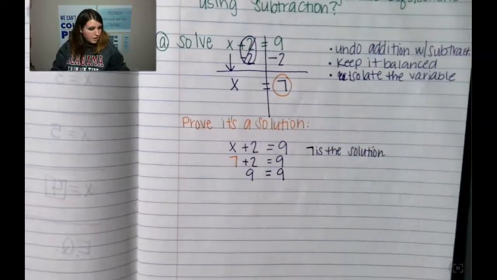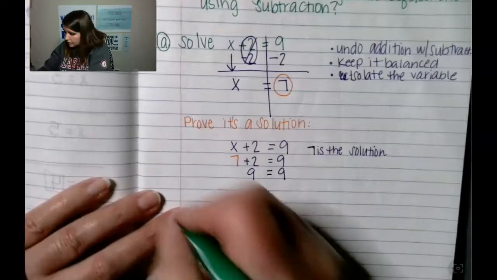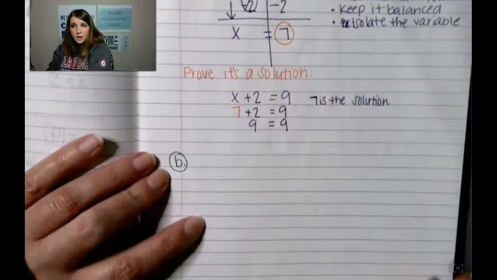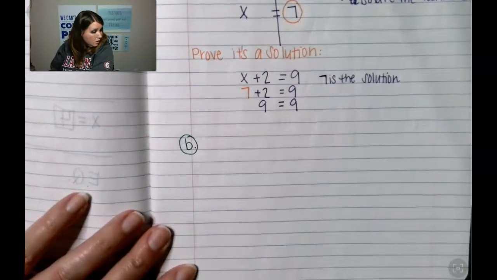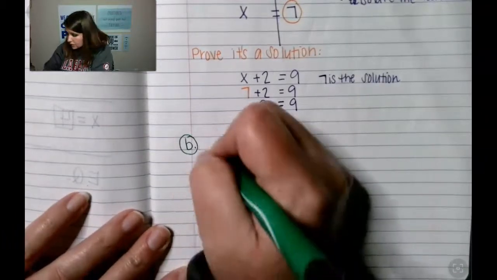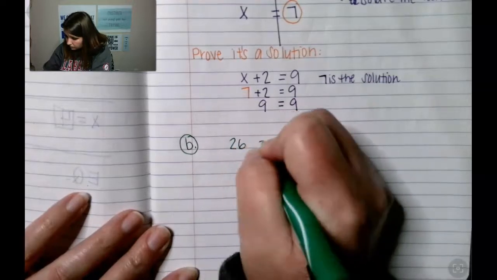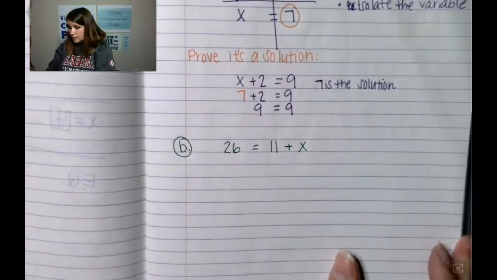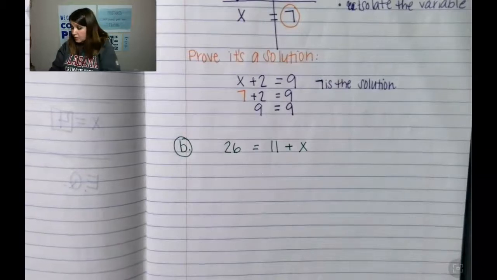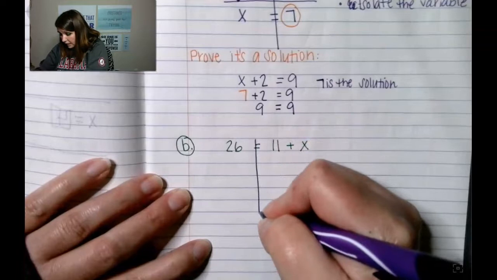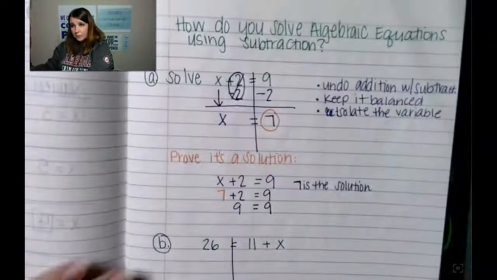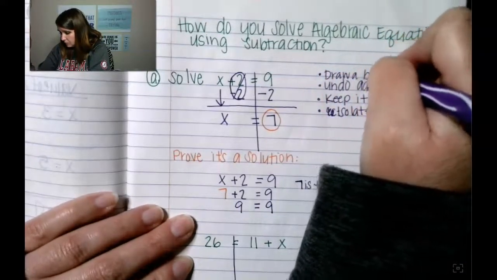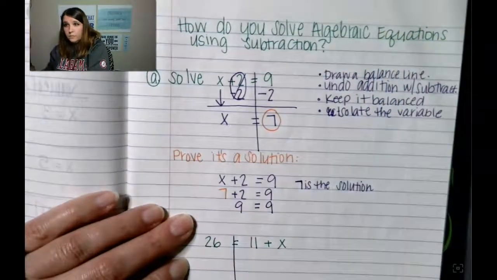All right, let's do another problem. All right, problem B. So now problem B says, 26 equals 11 plus x. Okay, so step 1, draw that balance line. Always, always, always have a balance line. Maybe we need to add that up here. Draw a balance line. Okay, I'm going to add that to my notes.